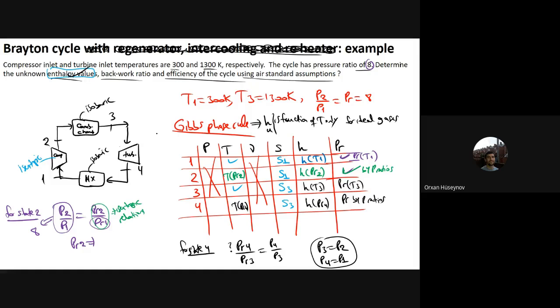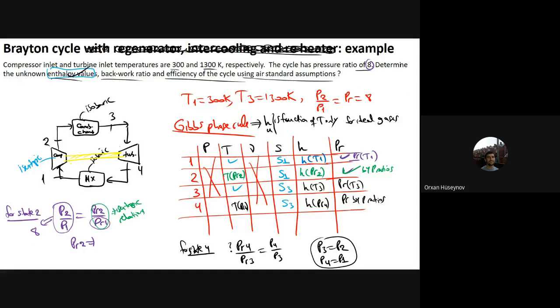The back work ratio is R back work. It shows the work of the compressor divided by the work of the turbine. Because some of the compressor work is supplied by the turbine, and between the compressor and the turbine there is a shaft here that connects the two, to supply some of the turbine work to the compressor.